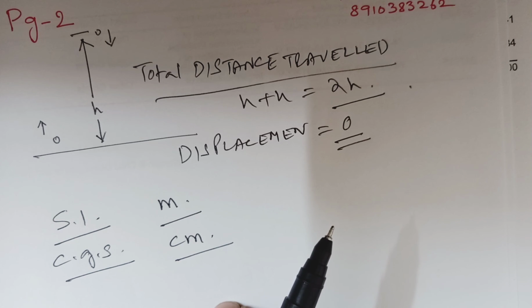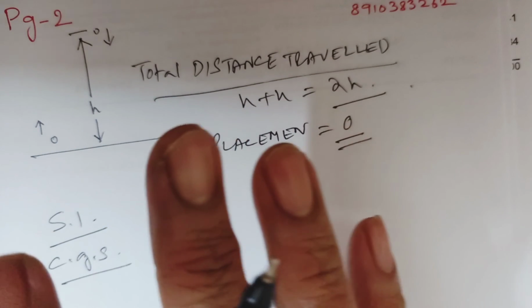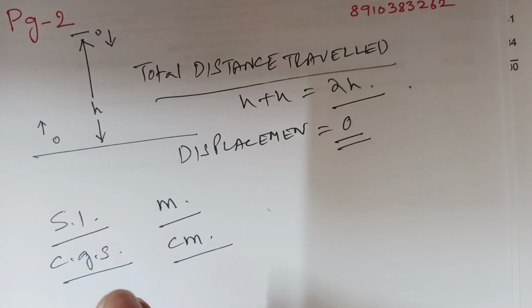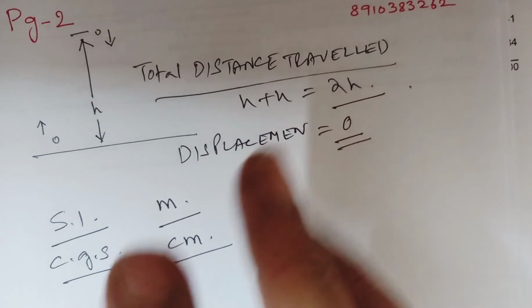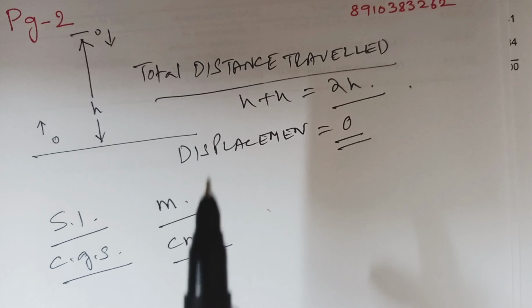Okay, so this much for today. So this is basically the difference between total distance traveled and displacement. This is the first lesson of motion in one dimension.